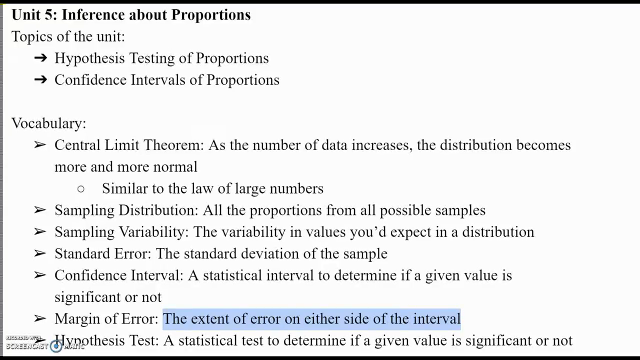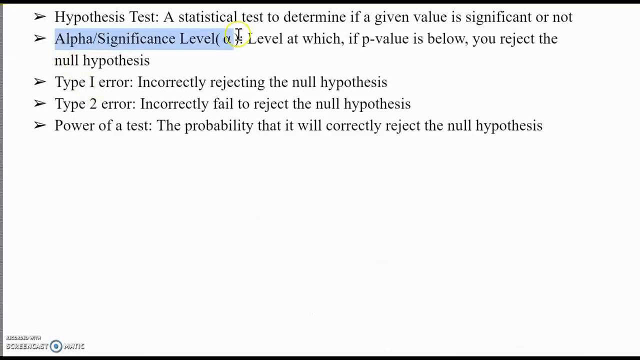A hypothesis test is a statistical test to determine whether a given value is significant or not. Again, we will go into detail with the hypothesis test. As you can see, confidence interval and hypothesis test are just statistical inferences to determine whether a value is significant or not. Alpha, or significance level, represented by the Greek letter alpha, which looks like an A, is the level at which if the p-value is below, you reject the null hypothesis, or the probability of rejecting the null hypothesis when the null hypothesis is true. So we will get into big detail, but if you didn't understand null hypothesis, no worries, you will understand it by the end of this lesson.